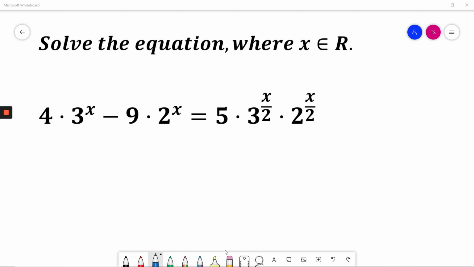Solve the equation where x belongs to R. At this moment, I encourage you to pause the video and solve it by yourself. Okay, I'll solve it now.